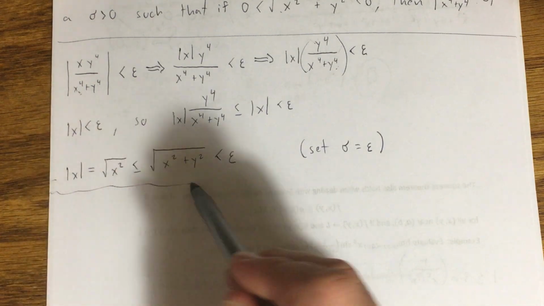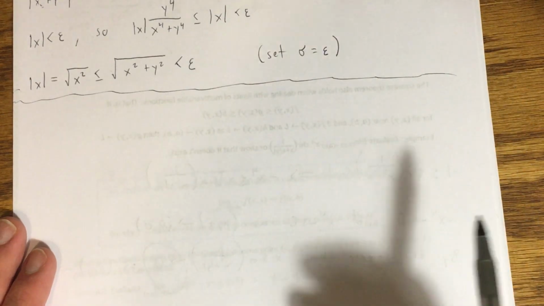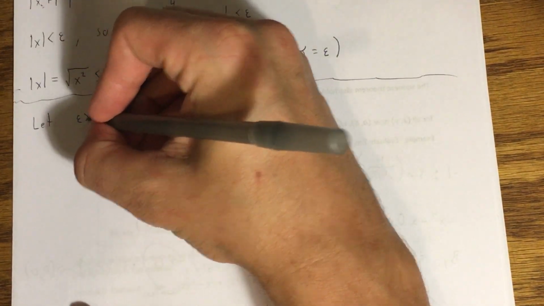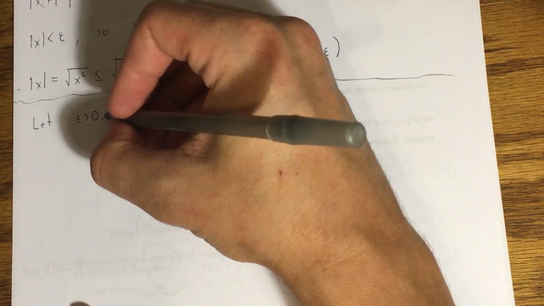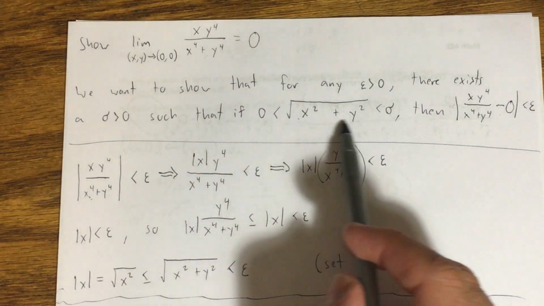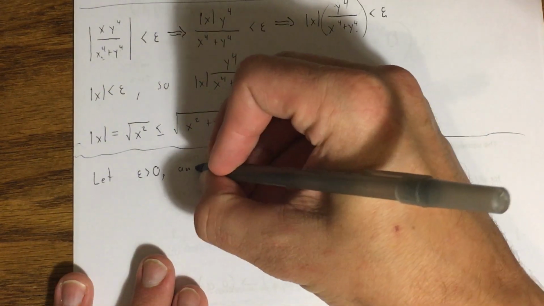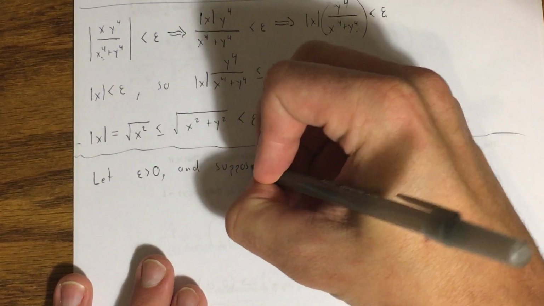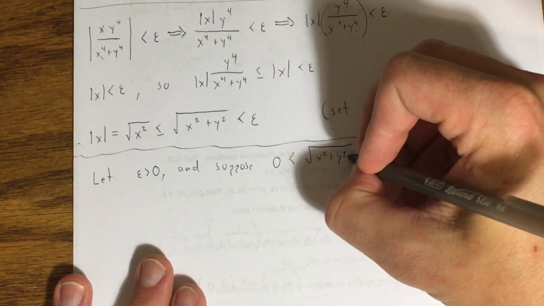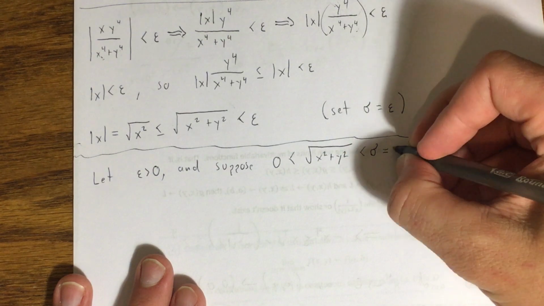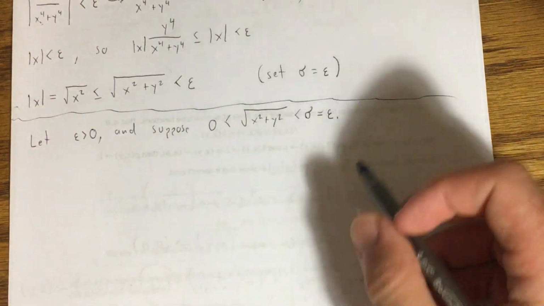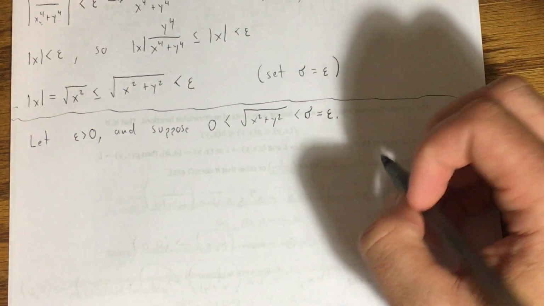Now that I've done that, I'm going to write this out in the form of an epsilon delta proof, or delta epsilon proof. So I'm going to say let epsilon be greater than 0. And then what we're going to do is say, suppose this is true. And suppose 0 is less than the square root of x squared plus y squared, which is less than delta, which we're going to set equal to epsilon. Okay, you can actually leave the delta off completely and just work entirely in terms of epsilon now, but it's okay to write it this way too.